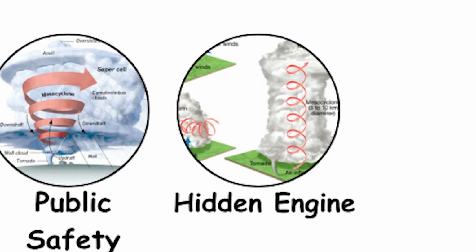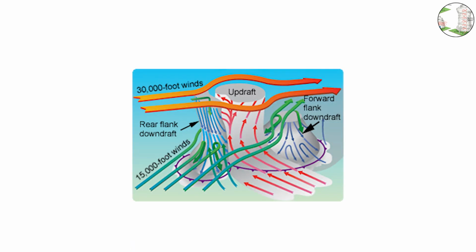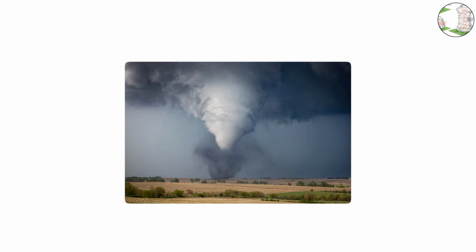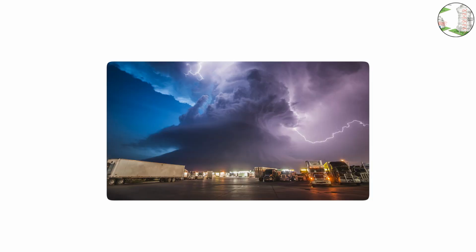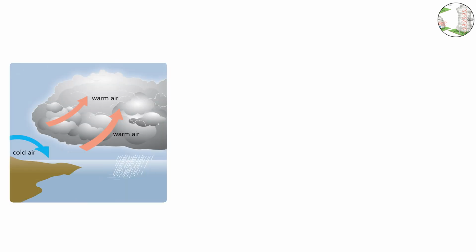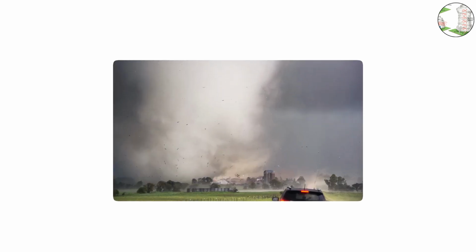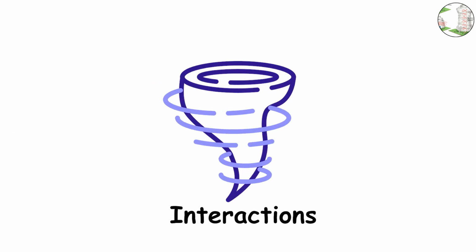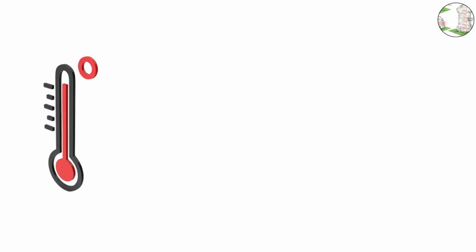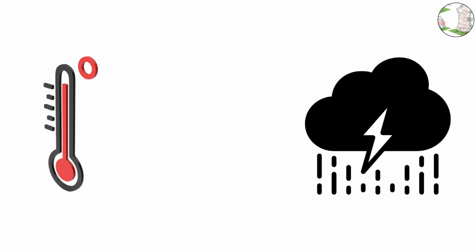The RFD is the hidden engine. Finally, it's important to recognize that the RFD is not just a side effect. It's often the hidden engine of tornado formation. Without it, many storms would remain rotating but harmless. With it, the delicate balance of rising and sinking air transforms into a spinning column of destruction. The RFD reminds us that tornadoes are not random. They are the result of complex interactions, and even a subtle shift in air temperature or direction can decide whether a storm fizzles or becomes catastrophic.